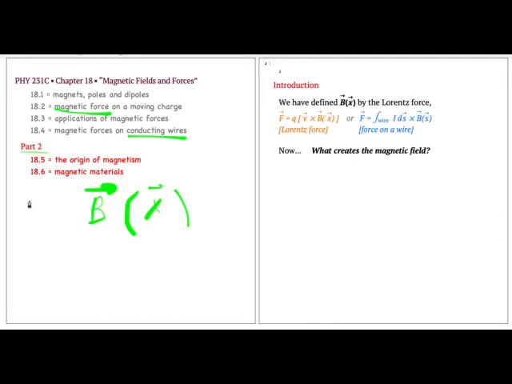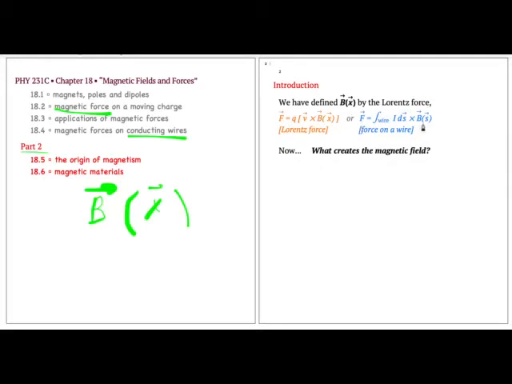What creates it? All right, so here's a little introduction. We've already defined B in part 1 of the screencast. We said that an electric charge, Q, moving with velocity V at the position X, experiences a force Q V cross B of X.